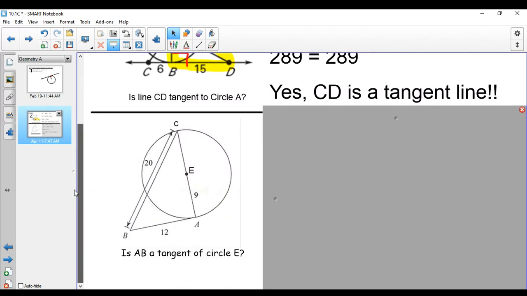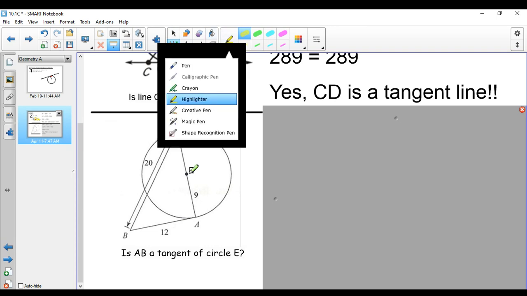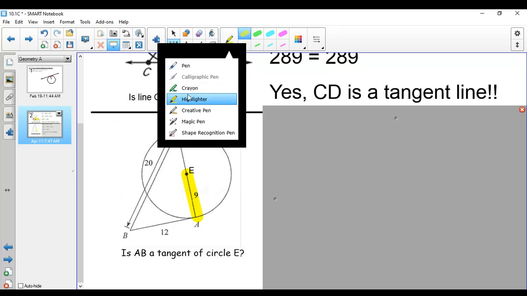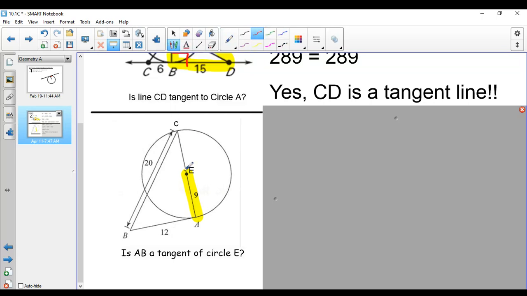All right, let's try a second example here. So is line AB a tangent for circle E? So let's find the radius. Our radius is right here, EA. So we want to know, is EA perpendicular to AB? So we're going to check to see if this is a right angle or not. And the way we're going to do that, again, is we're going to use the entire triangle, this thing right here, and we're going to decide if the Pythagorean theorem works for it or not.